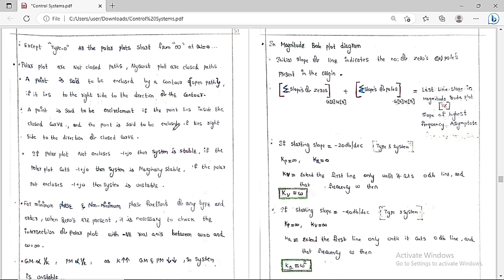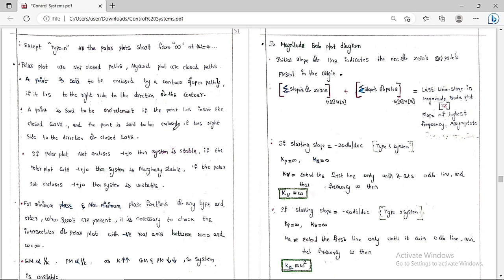Therefore we can say, except type 0, all other polar plots are going to start from infinity at omega equal to 0, whereas a type 0 system at omega equal to 0 is going to start from a finite value. Listen carefully. Except type 0, all other polar plots start from infinity at omega equal to 0, whereas the type 0 system has a finite magnitude value.